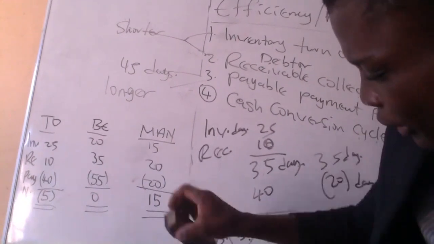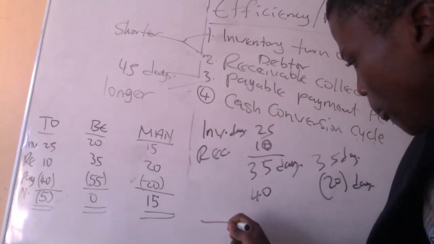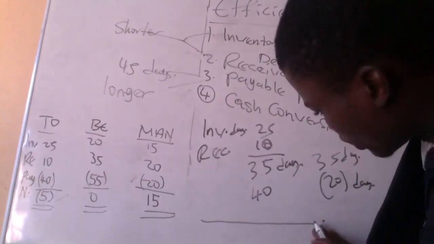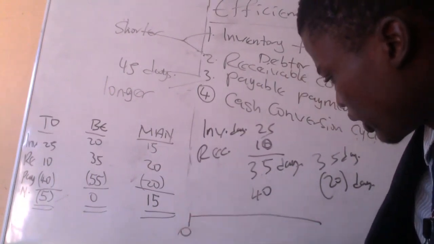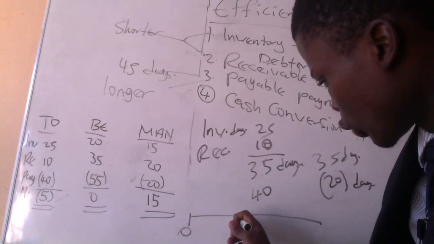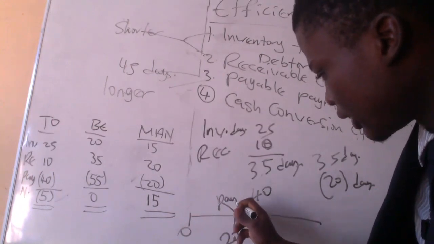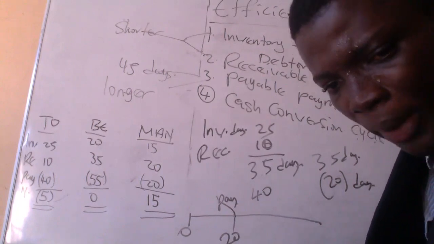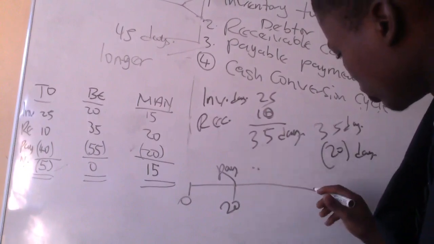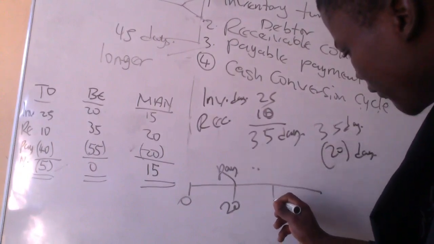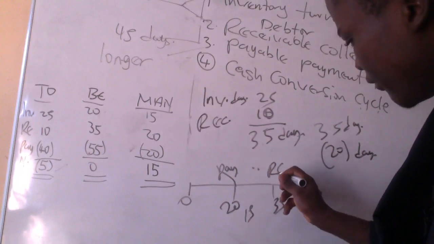So this is the clear picture of Man's position. Man's position will be like this. Let me bring it on top. When you sell the goods, 0 days, it will take you 20 days. Supplier comes for his money. Payment. Go and make payment at this day. Go and pay. Then after 35 days, that's 15 days more, you now receive the money.